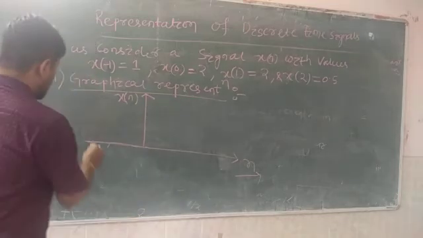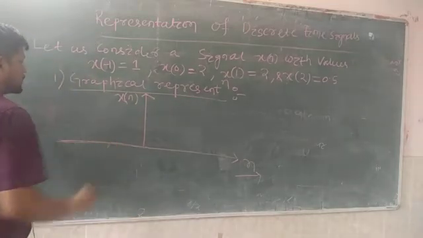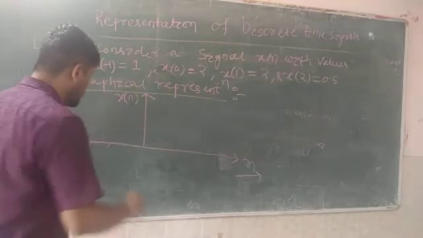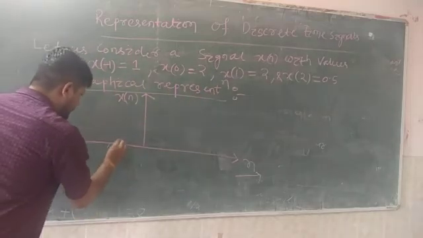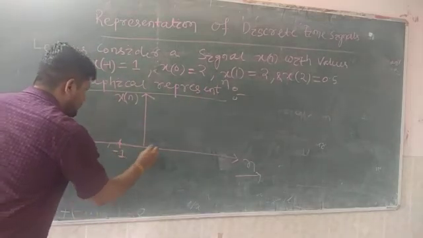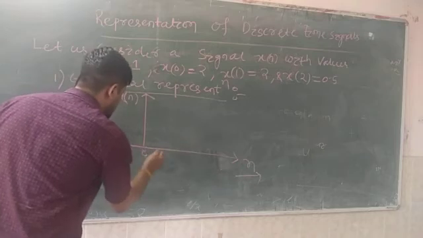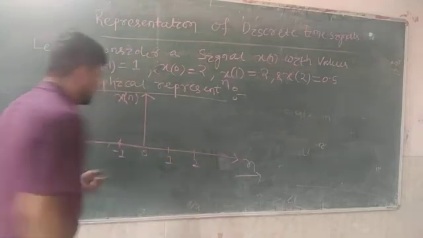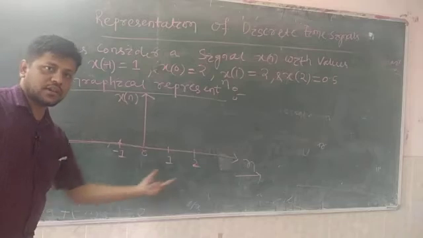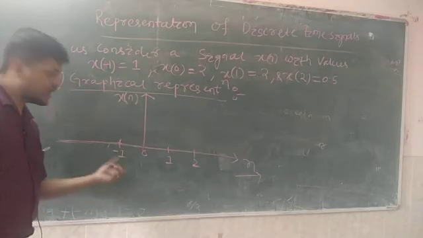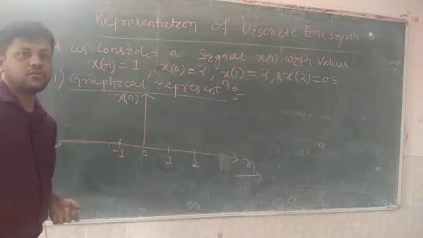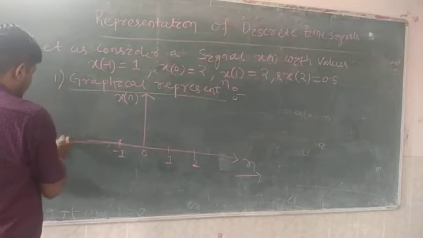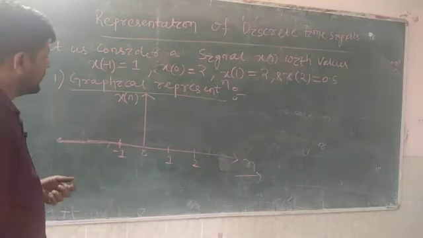This is x[n]. First I have to plot the time. What are the time values available? -1, 0, 1 and 2. Now I am pointing this as -1, then we have 0, then 1, then 2. I have discretized the time axis, that is why I am taking only 4 samples. This is an example of a finite discrete time signal.